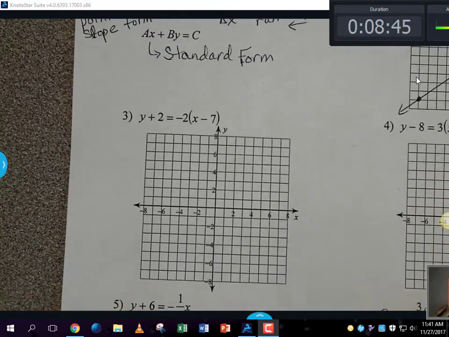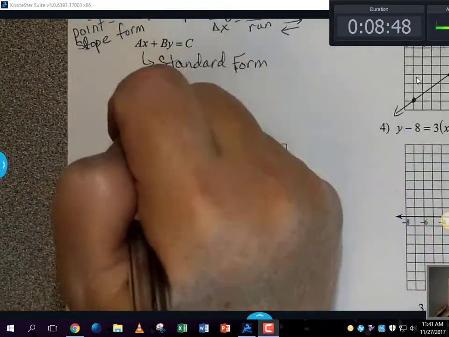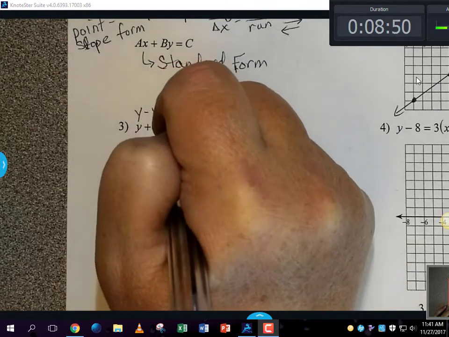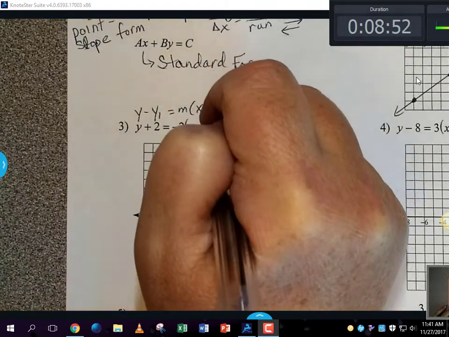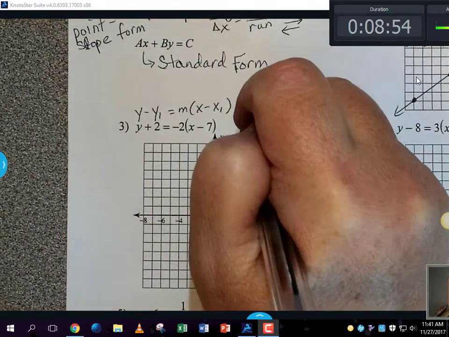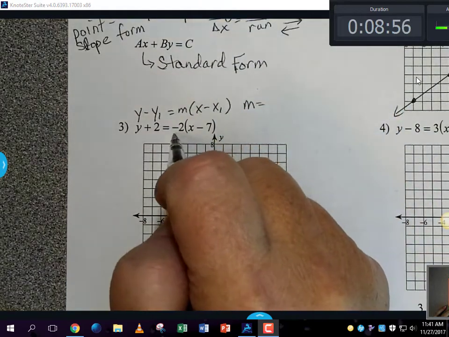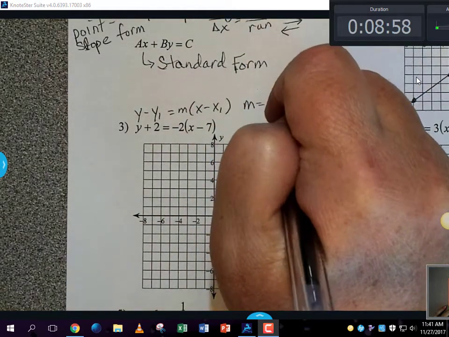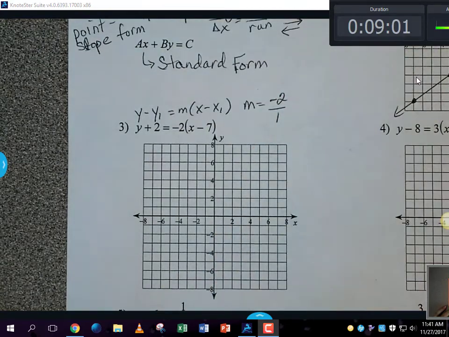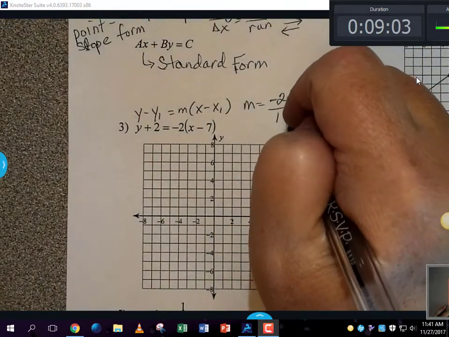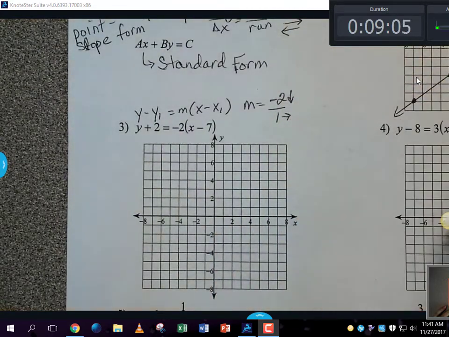All right, and now we're going to pick it up a little bit. So I have y minus y sub 1 equals m times the quantity x minus x sub 1. So I have m, that's in front of the parentheses, that's negative 2. We know that we need that as a fraction, so I'll put that negative 2 over 1, which means I'm going to move down 2 and right 1.